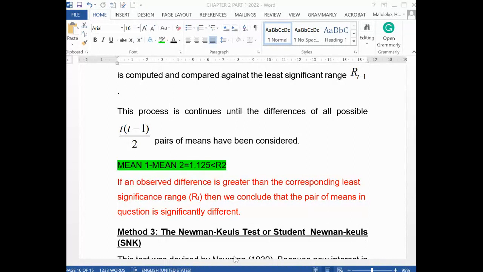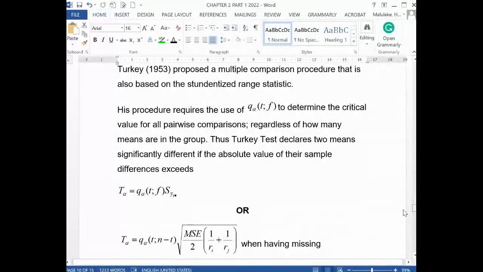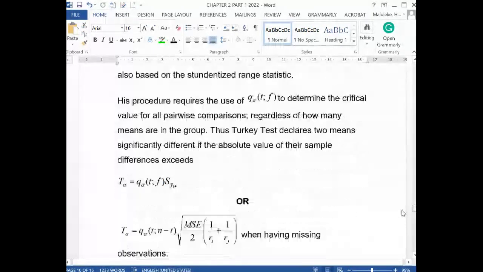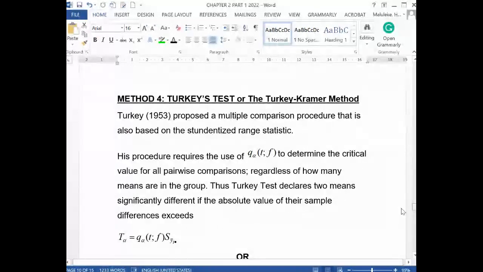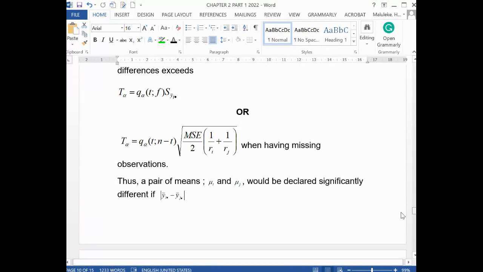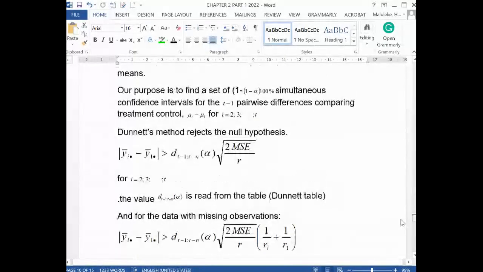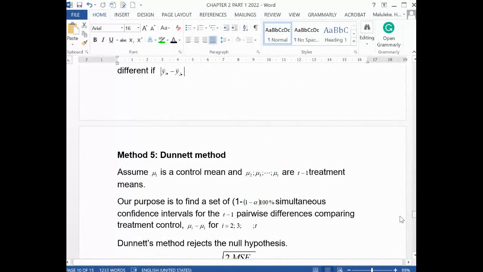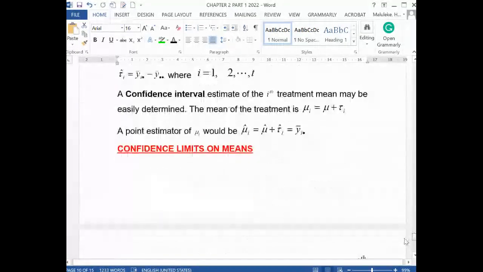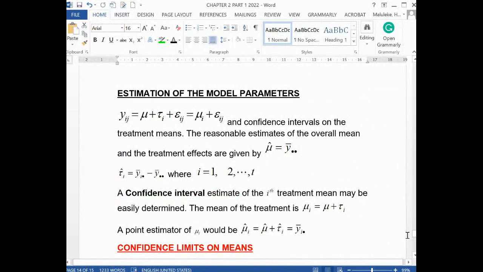Now we move to the next part. So please, guys, I'm giving you a task to go and apply the Tukey method. Now let's just stick to these 4. Go ahead and try to apply the Tukey method. If you don't understand it, you will discuss it. The Dunnett one, don't worry. Method number 5, don't worry about it. And now I want us to move to estimation of the model parameters.